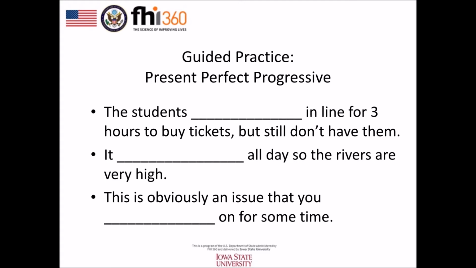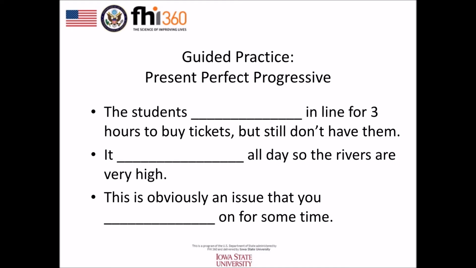So for the first one, the student could fill in the students, verb, in line for 3 hours to buy tickets, but still don't have them. Okay. Students need to think about the verb that would fit in that sentence. So what do you do in line? Well, you wait. The students wait in line. No, present perfect progressive. The students have been waiting in line for 3 hours to buy tickets.